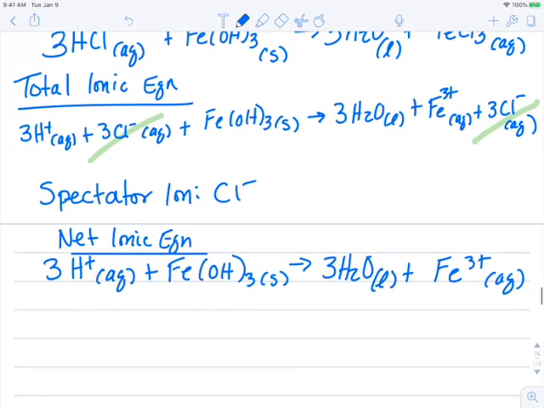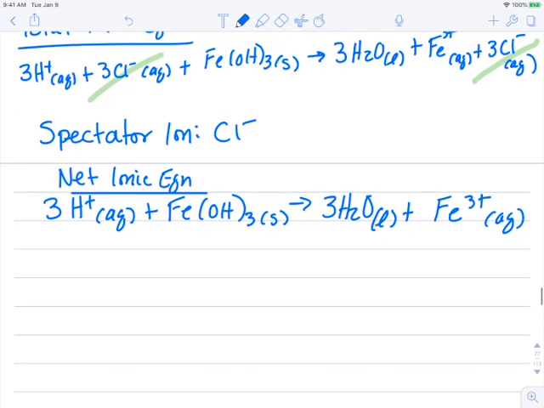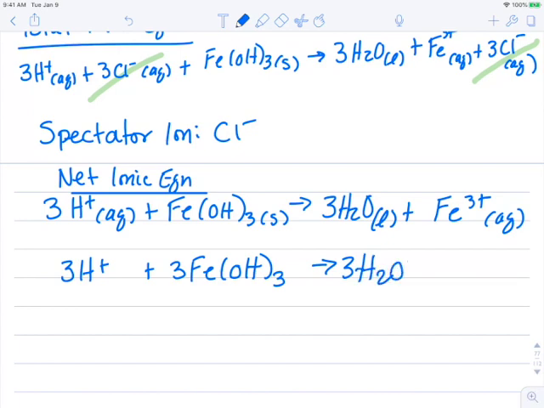Now we can't do that this time because before I essentially divided everything out by 2, but I kept the same ratio. I can't do that here because we have 3's and 1's. If I had a different equation, let's say I had 3H plus 3Fe(OH)3 goes on to 3 waters plus 3 iron. I know this isn't balanced the way it is, but if I had this case, then I could cancel all of these out.